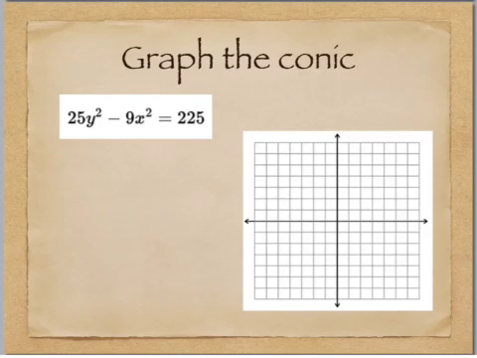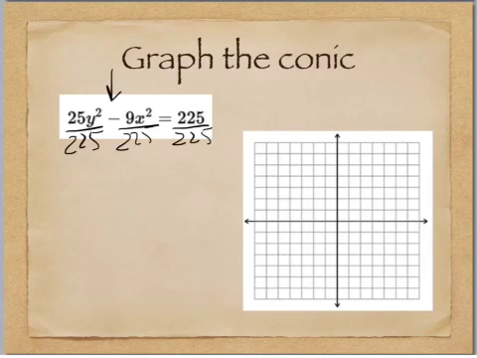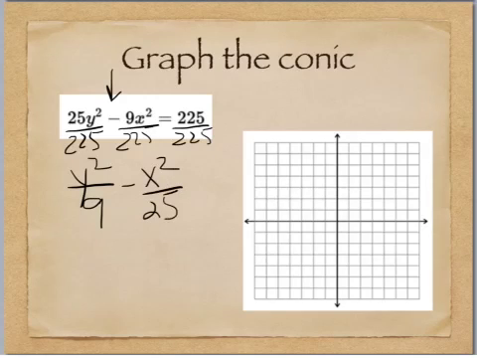Right away we should be able to tell that this is a hyperbola because of the subtraction symbol. So we need to divide everything by 225 so we can draw our box and our asymptotes. 25 goes into 225 9 times. 9 goes into 225 25 times, and then that's equal to 1. And again, just like with the ellipse, we take the square root of the denominators and we get 3 and 5, and that tells us where to go.